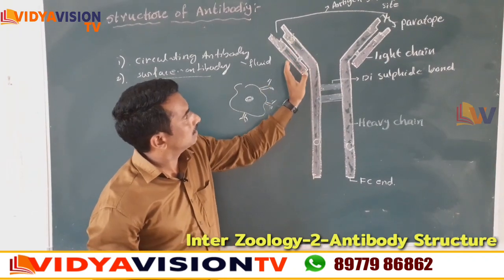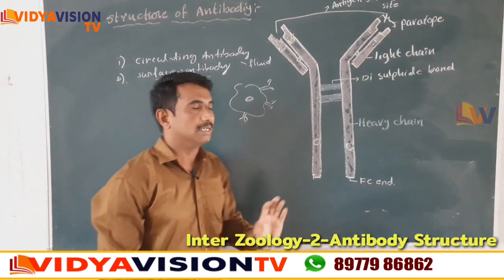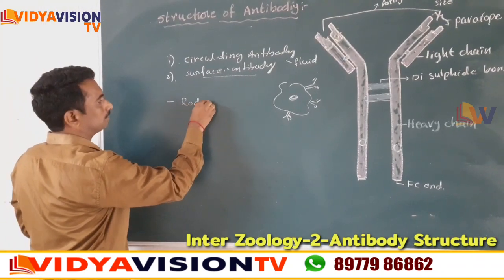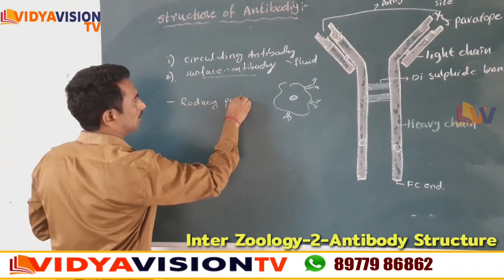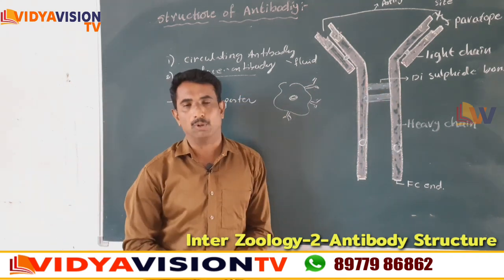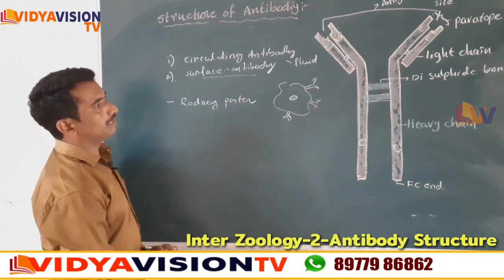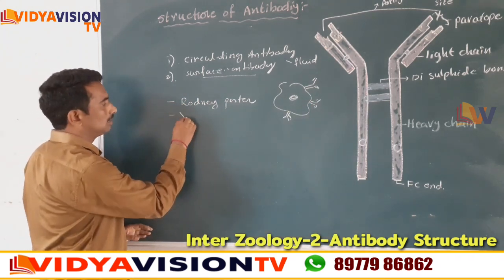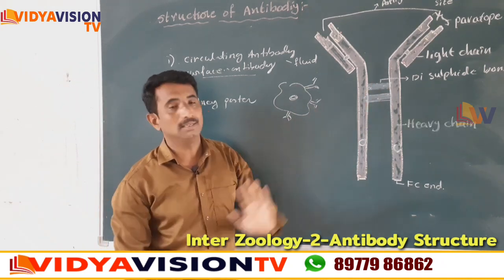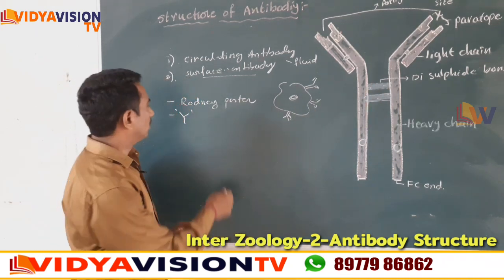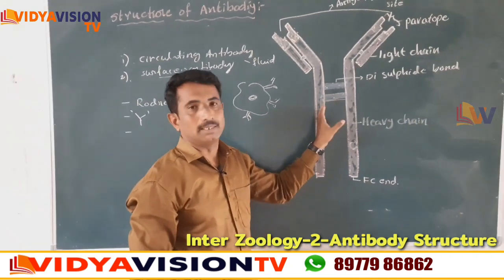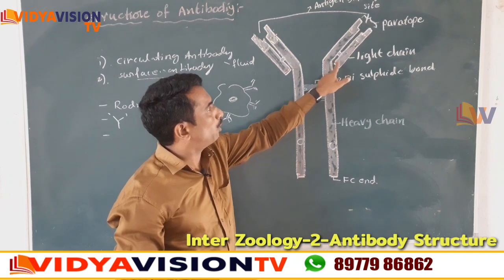This structure of antibody was described by Rodney Porter, a scientist, children. Rodney Porter explained the structure of antibody. So what is the structure of antibody? It looks like a Y-shaped structure, children. Now the antibody is composed of a total of 4 polypeptide chains.